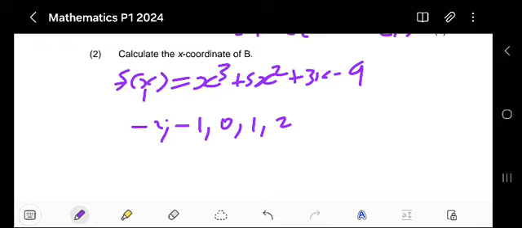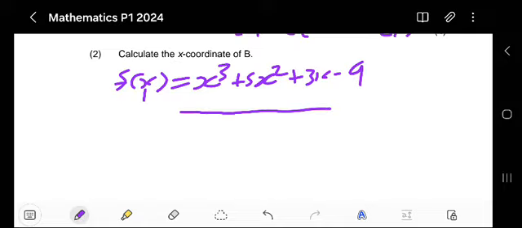Let's check. Let me put 0. If I put 0 here, 0 won't be a factor. Let me try and replace 1 where I see x. I want the factors there. That means 1 is a factor, so we know this will be written as x minus 1. Remember, it's a factor, so you can use long division. Our divisor, our factor there, then our original form there will be like this.